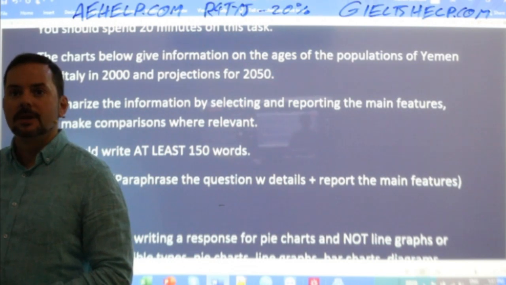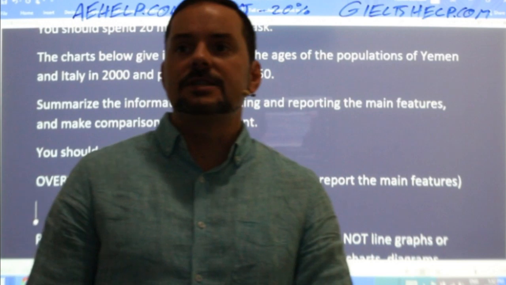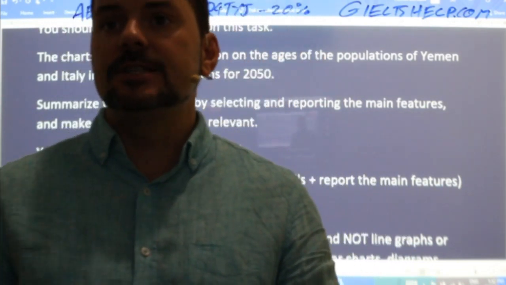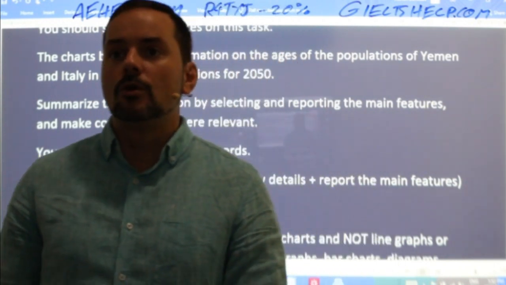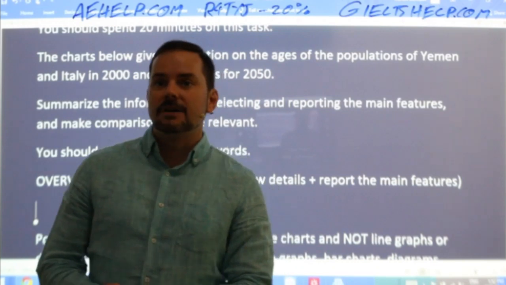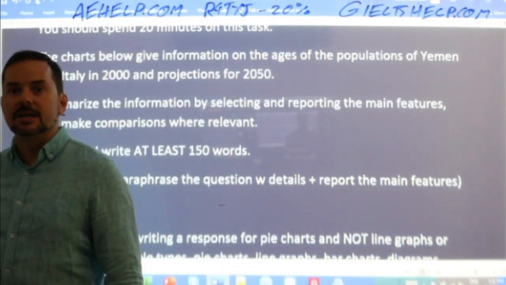All right. Awaz says the given charts provide information about the ages of residents of 3 age groups of 2 nations, Yemen and Italy, for 2000 and forecasted for 2050. Not bad, Awaz. A couple of additions there, corrections. Pay attention to that.